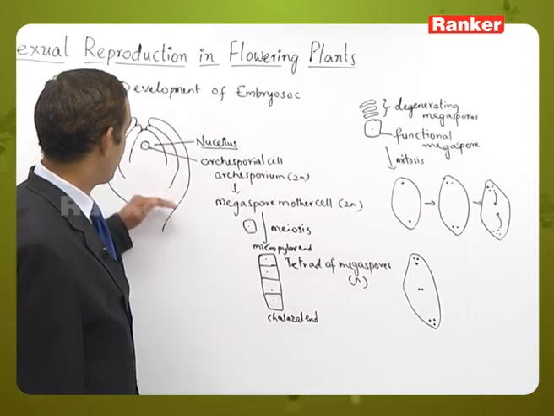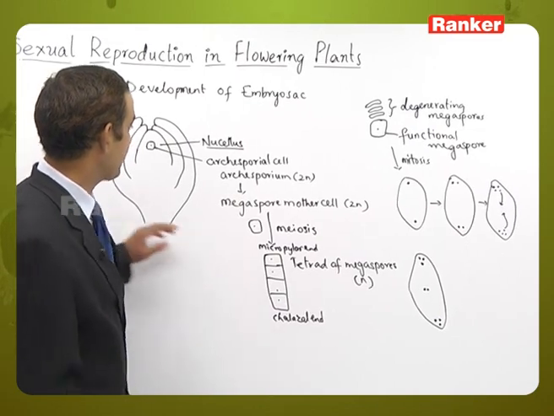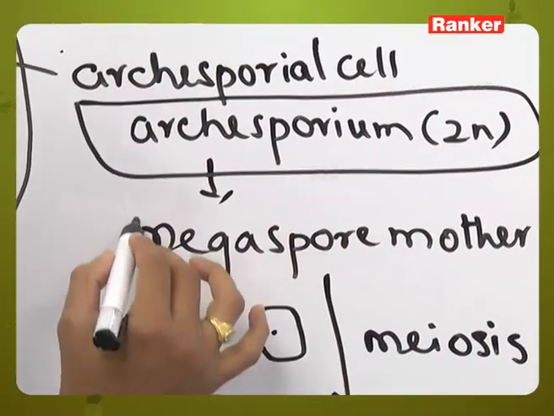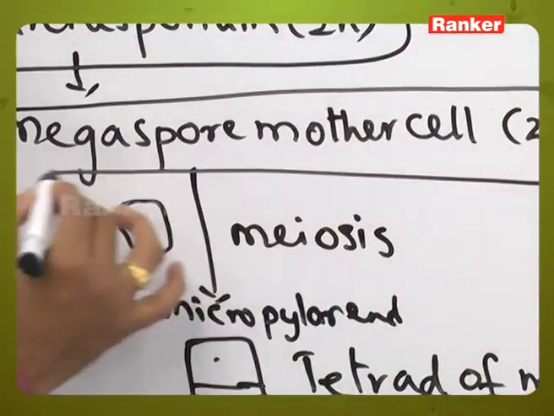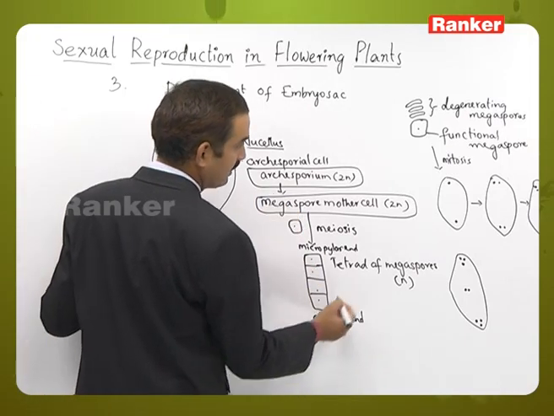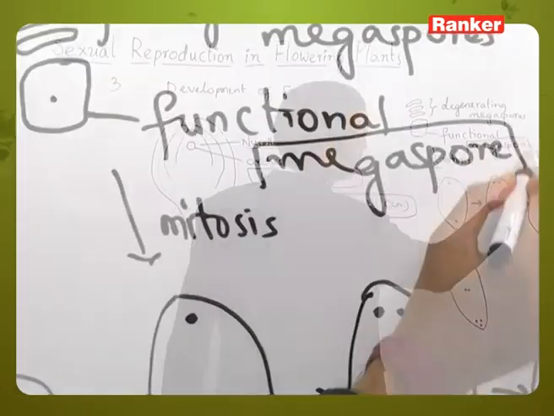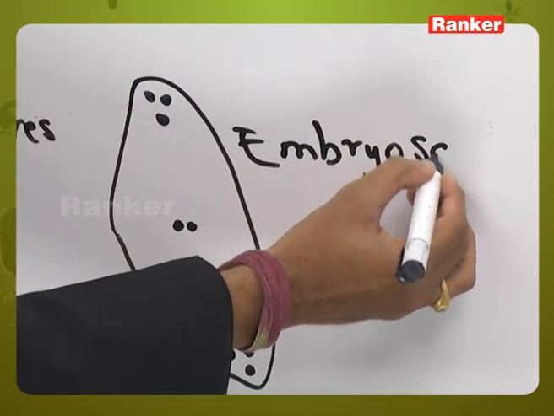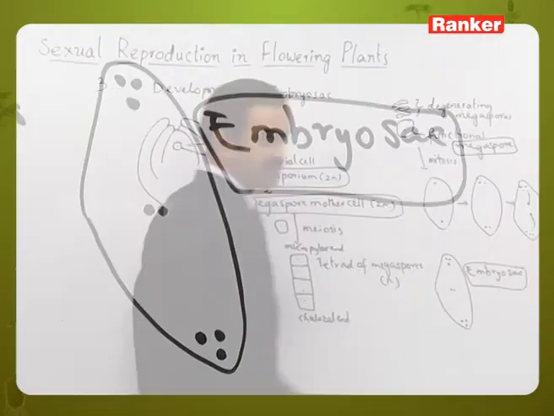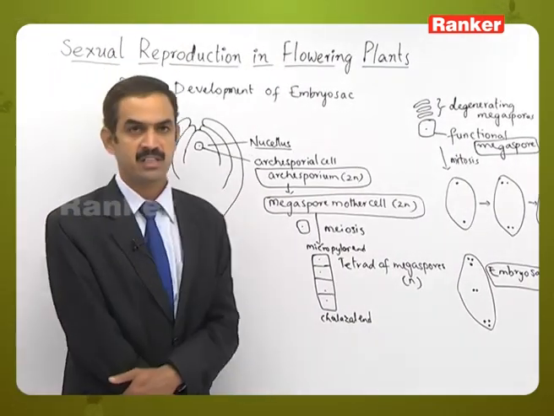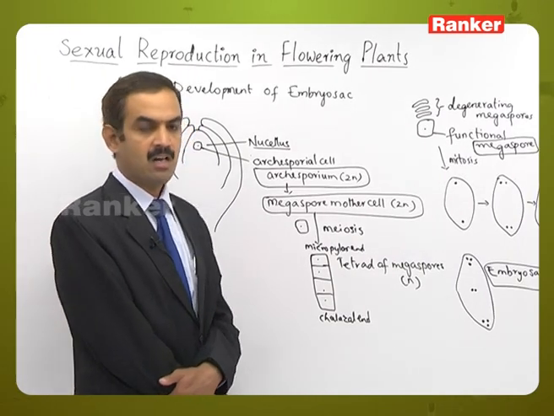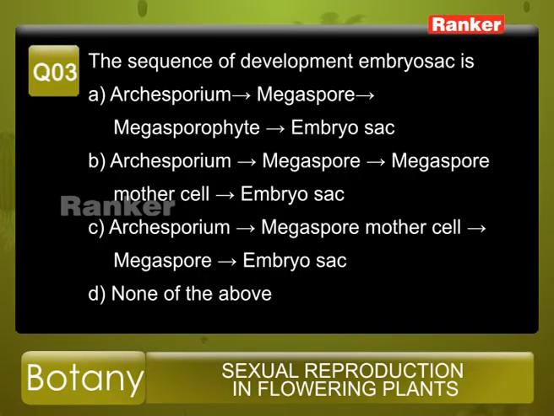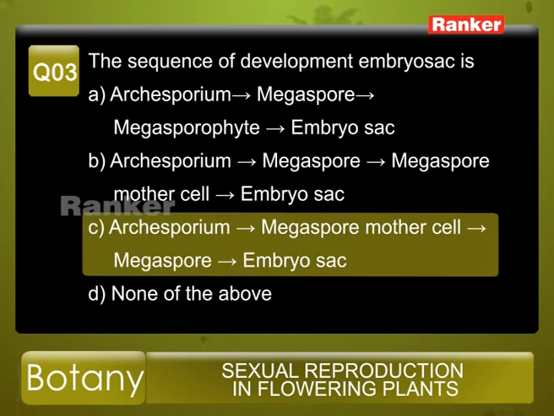So if you see the sequence of steps during the development of the embryo sac, first it starts with the archesporium, and second it is converted into the megaspore mother cell. It is divided to form the megaspores, the functional megaspore, and lastly it is converted into the embryo sac. So this is the correct sequence of changes taking place during the development of the embryo sac, that is archesporium, megaspore mother cell, megaspore and embryo sac. So from the given options, option C is the correct answer.